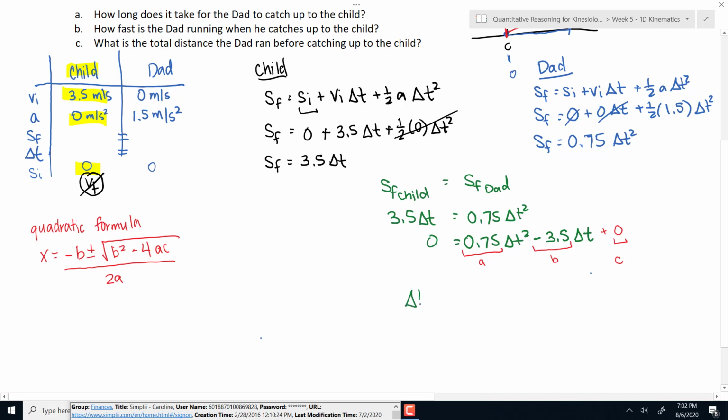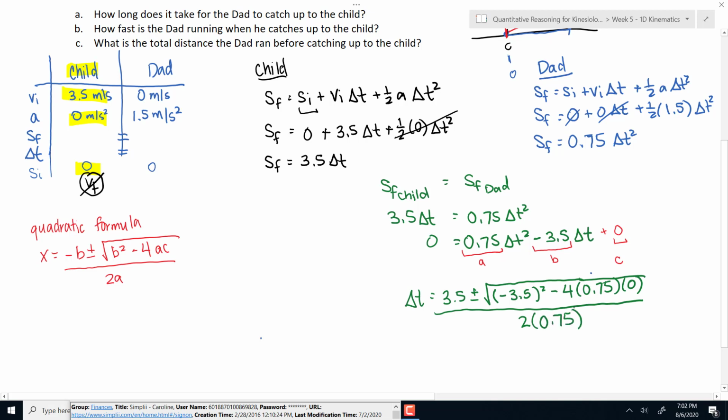So we have delta t is equal to negative b. Now our b is negative 3.5, so negative b would be positive 3.5, plus or minus the square root of b squared. We need to remember to put that negative 3.5 in brackets, minus 4a, which is 0.75, c, which is 0, all over 2a, 0.75. All right.